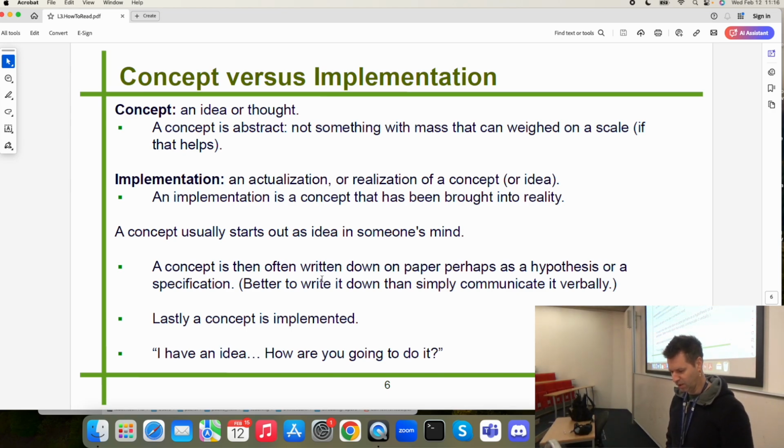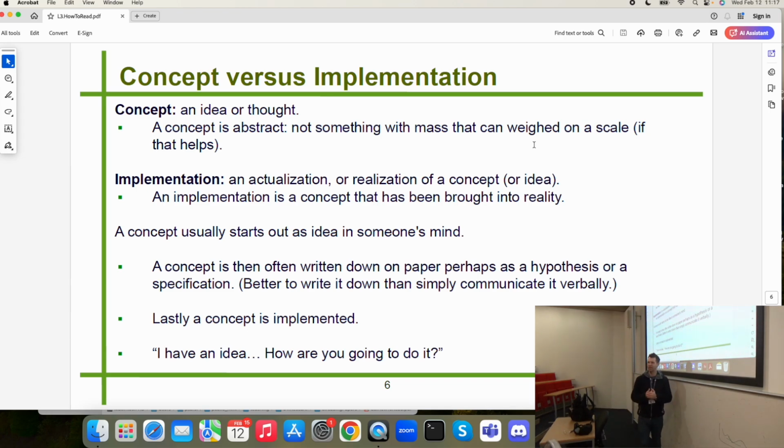So again, using my own words, a concept is an idea or a thought. A concept is abstract, not something with mass that can be weighed on a scale. So it's abstract. It doesn't necessarily exist in reality, or it's not physical. There's no physical idea. It's abstract. It has no mass. I'm trying to make it clear. I don't know if that explanation actually helps.